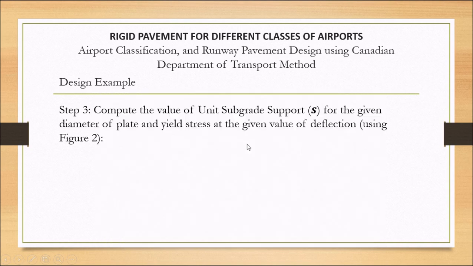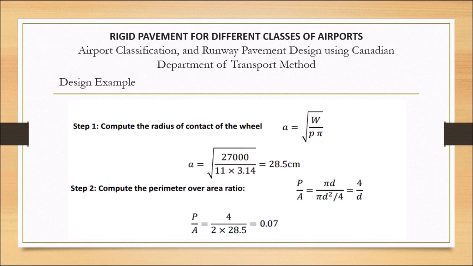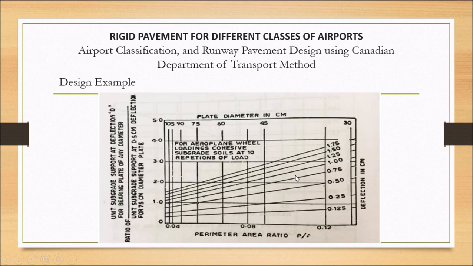And remember that our radius is 28.5. We multiply by 2, it's supposed to give us 57. So when we come to this graph, we can see 0.04, 0.05, 0.06, 0.07. So we move up a bit, close to this 45 to 60 for the plate diameter. And what we have from our calculation is 28.5 times 2, which is 57. So 57 is close to 60 here.